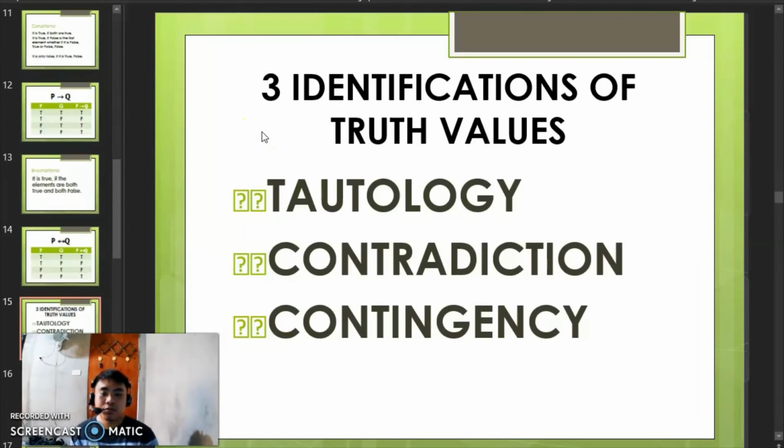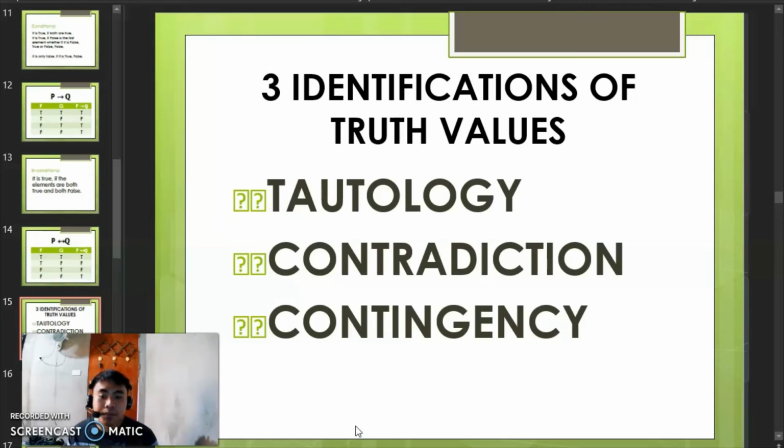truth values. So, we have tautology, contradiction, and contingency. So, what are the differences between the three? Pag sinabi nating tautology, di ba sabi natin kanina, the last column will serve as the final answer. So, yung final answer natin, dapat lahat true. Pag yun lahat true, ang tawag po doon tautology. Pag naman po lahat yun false, ang tawag doon contradiction. Pag ito po ay combination of true and false, that is called contingency.